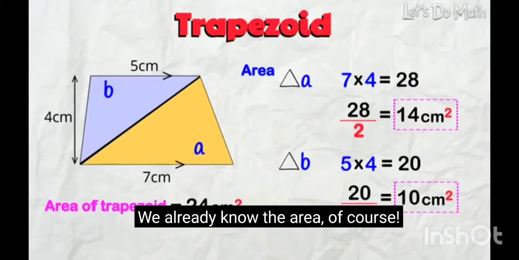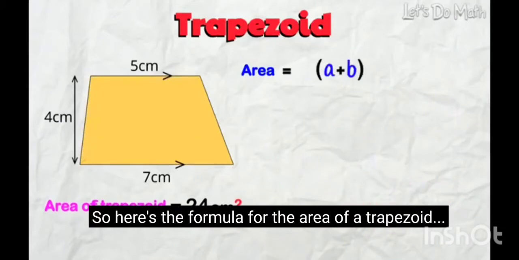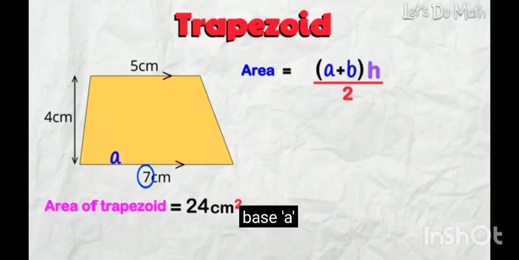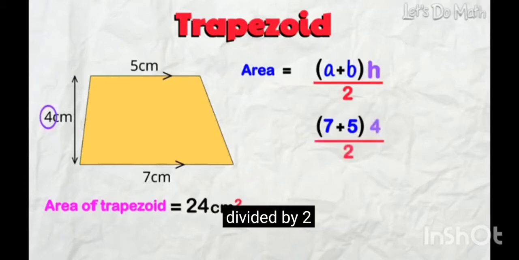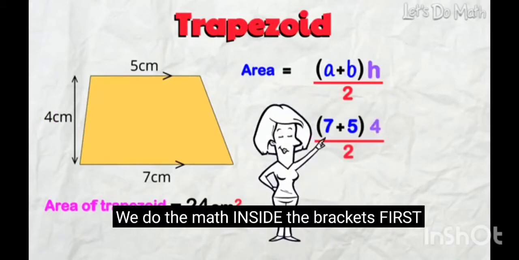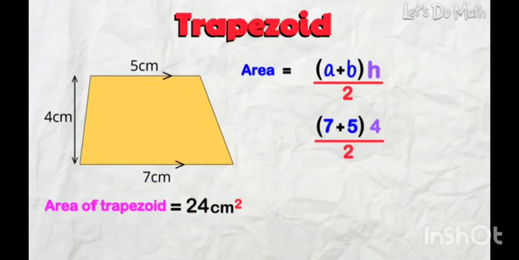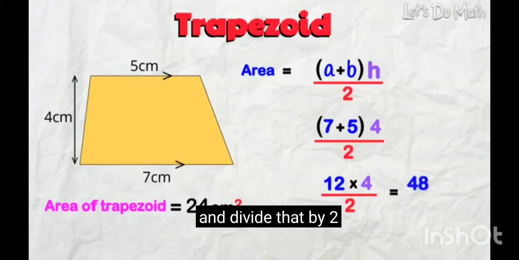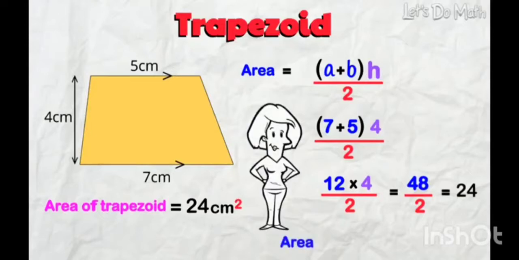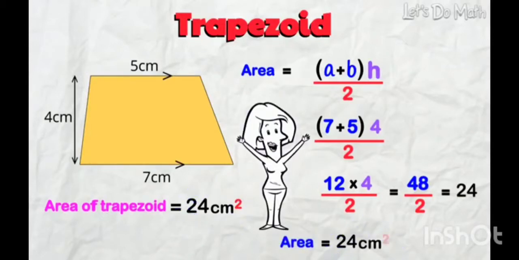We already know the area, of course. So here's the formula for the area of a trapezoid. Base A is 7 plus base B is 5 times the height, which is 4, divided by 2. We do the math inside the brackets first. So 7 plus 5, that's 12, times the height of 4 over 2. 12 times 4 is 48, and we divide that by 2. Half of 48 is 24. The area is 24 centimetres squared.